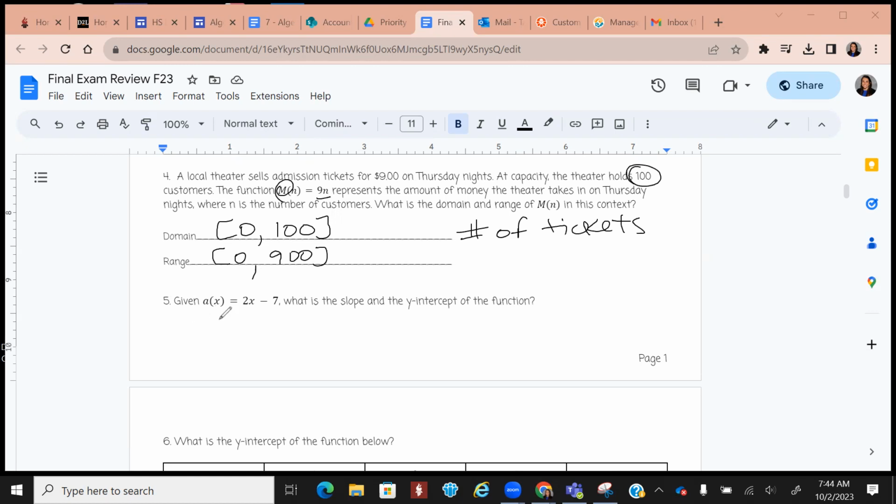On number 5, it's asking for the slope and y-intercept. Well, this is already in that y equals mx plus b form. So what's my slope? Well, slope is 2, and my y-intercept is -7.